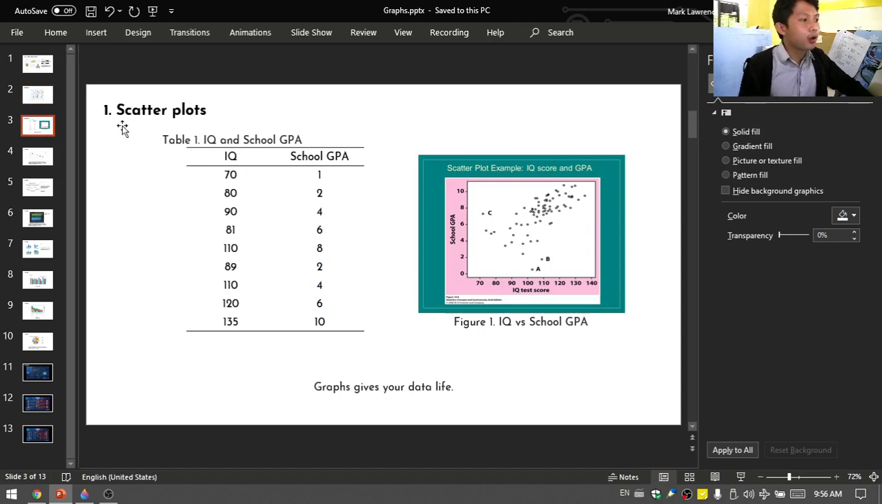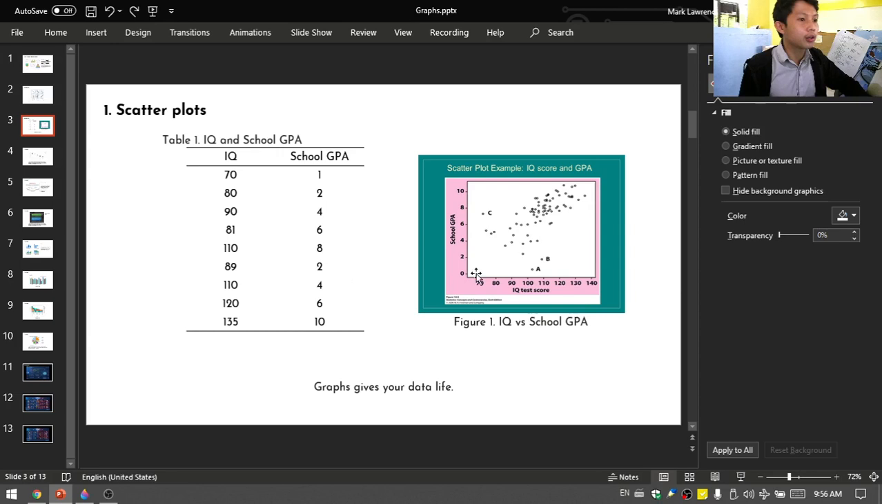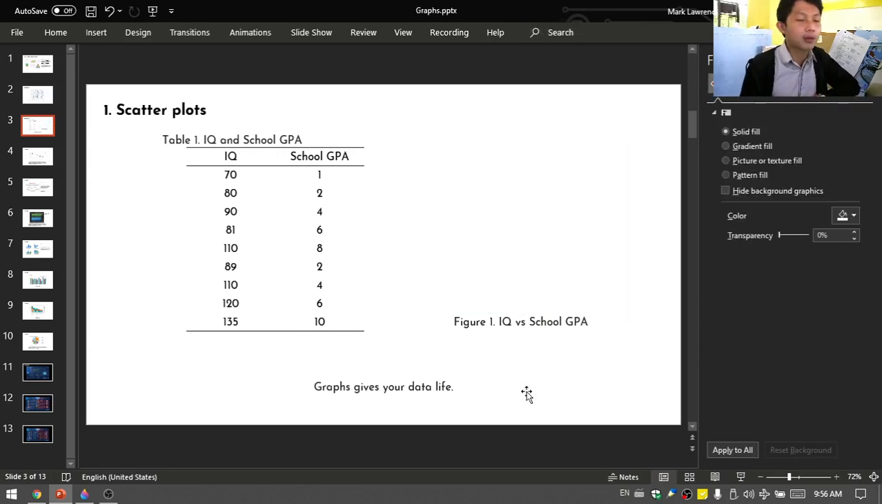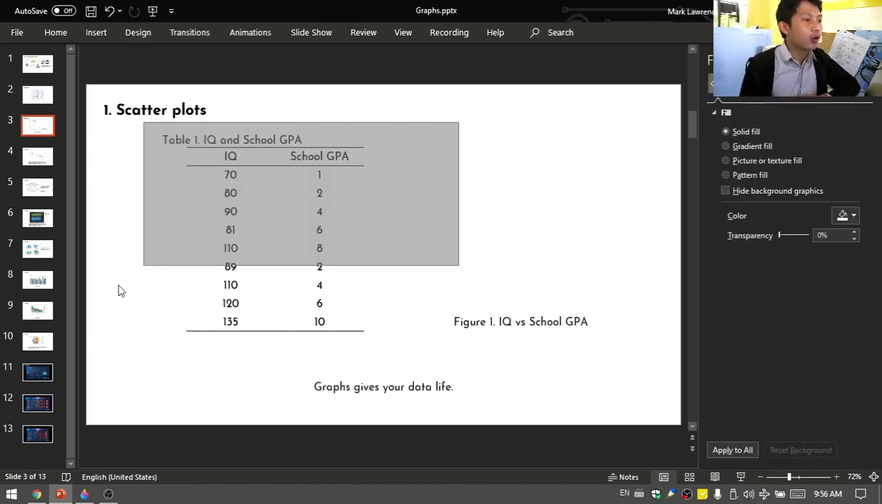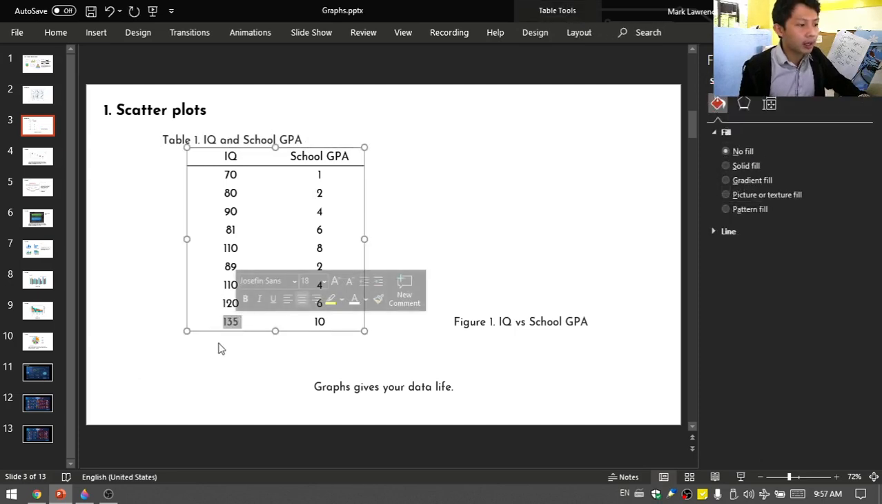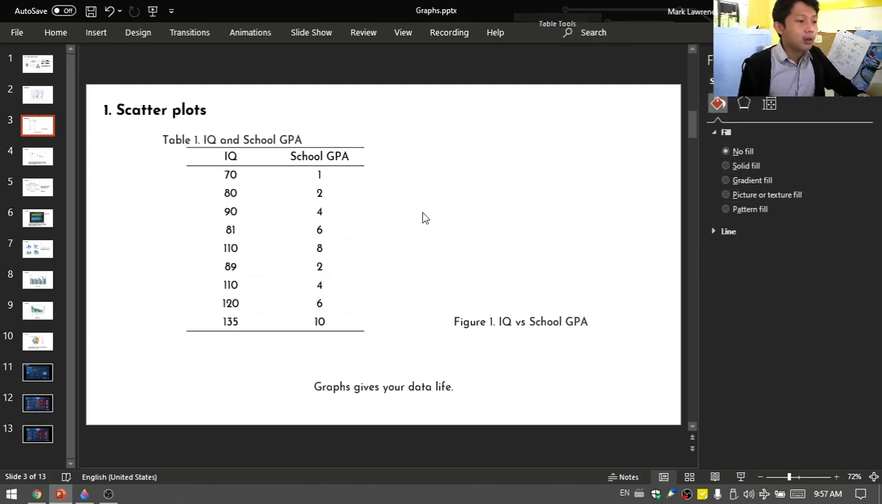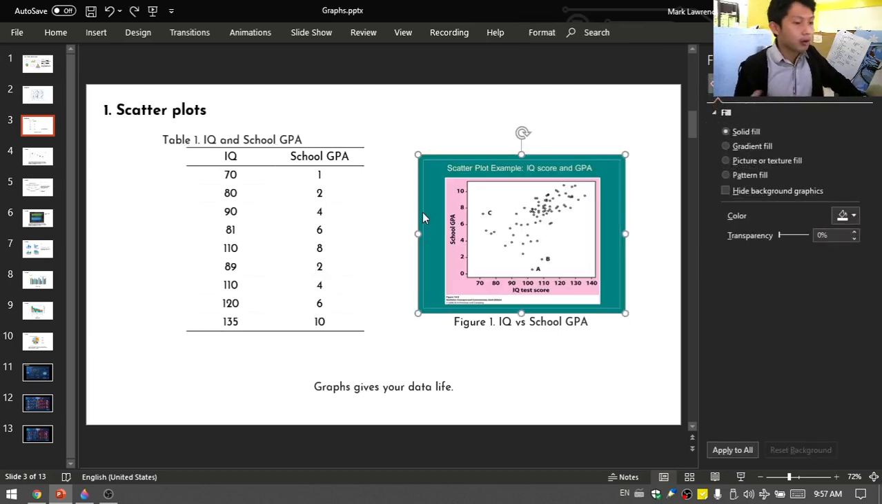Basically, the initial data that we can get looks like a table, like this. Right? If you only see this, it doesn't really give you any kind of information aside from that the highest number is 135, and the school GPA is 10. But if you plot this and make a scatter diagram like this, you will see that there is a relationship among all of the data.